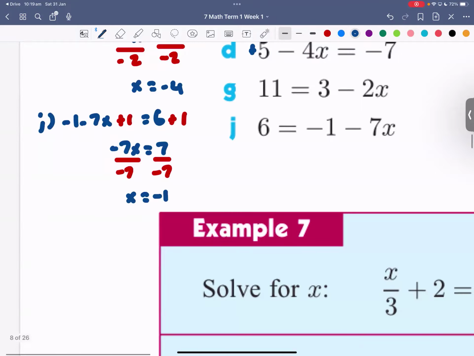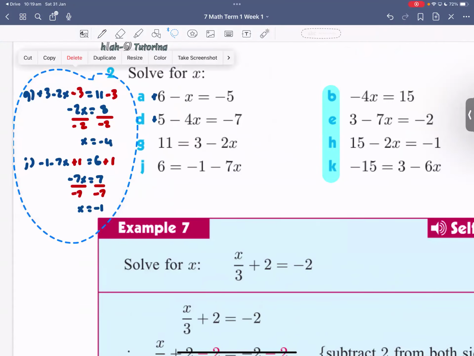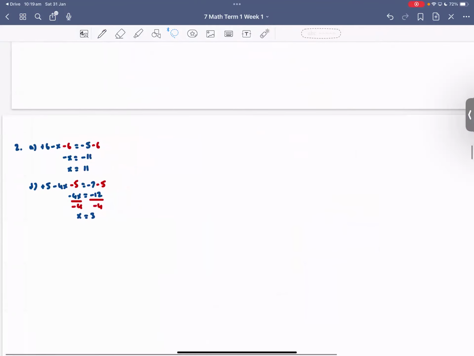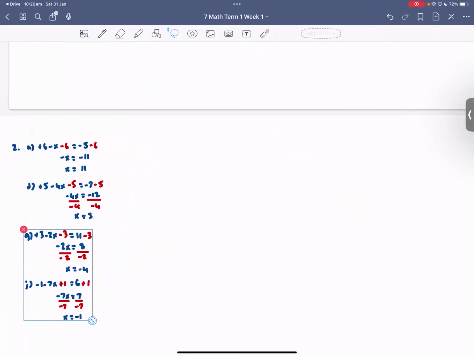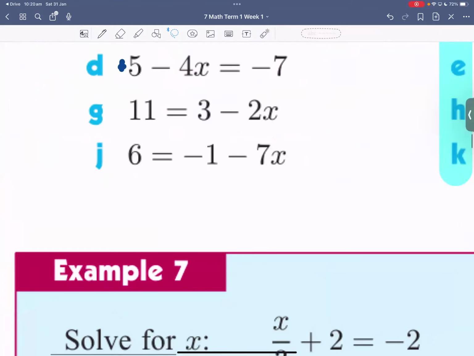Negative 1 is correct. Now, guys, do you know what some of the smarter kids would have done, which is still correct? I know it's not what I told you to do, but it's still correct. Some of the smarter kids would have actually done this because that's how they were taught to do it at school. Some of the smarter kids would have brought this minus 7x to the other side. They would have brought the minus 7x to this side.